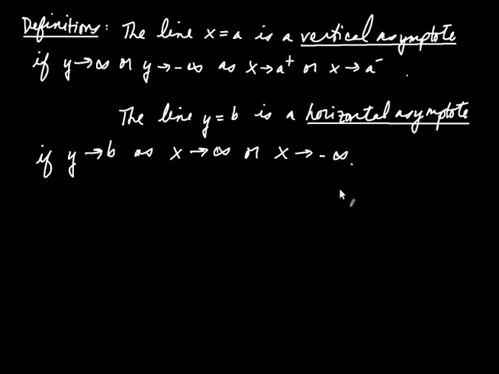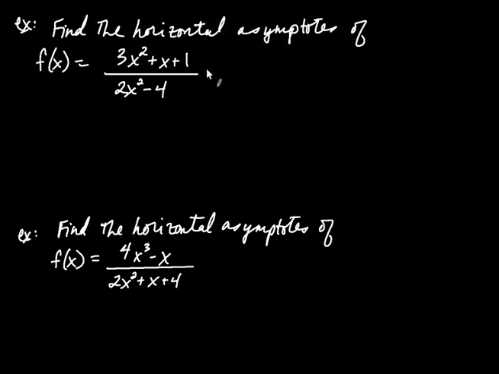All right, let's see some examples on how to find these. Let's find the horizontal asymptotes first of this function, f of x equals 3x squared plus x plus 1, all divided by 2x squared minus 4. For finding horizontal asymptotes, we're going to employ a little trick. We're going to divide both the numerator and the denominator by x raised to the largest power we see in the denominator. The largest power I see in the denominator is x squared. So I'm going to divide numerator and denominator by that.